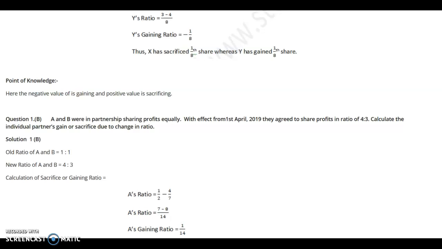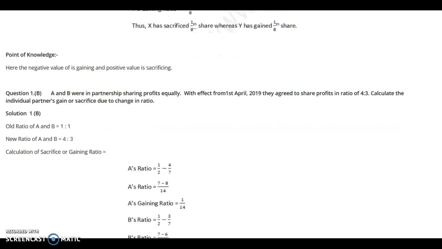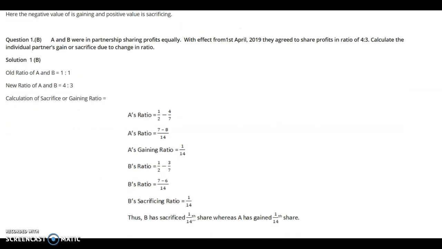Applying the same formula, A's old share is 1/2 minus new share 4/7. B's old share is again 1/2 but new share is 3/7. Let's calculate what the result is here. A's gaining ratio is 1/14. B's ratio we had to find out, sacrificing 1/14.